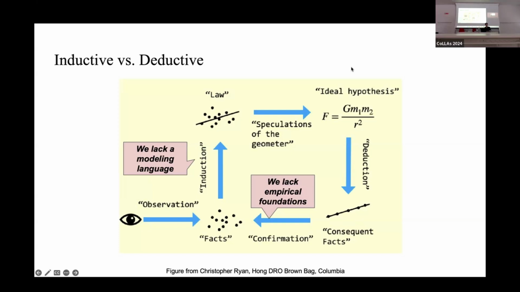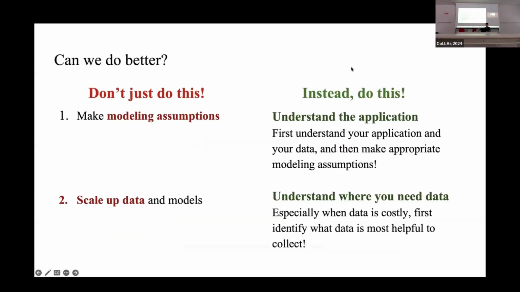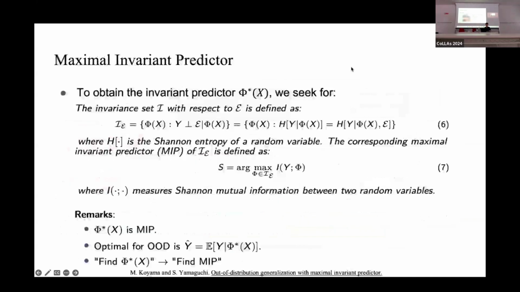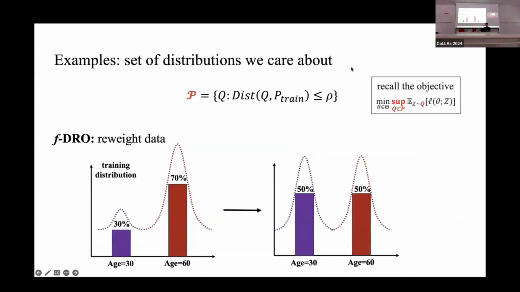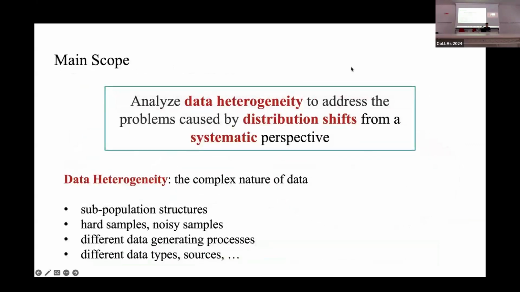Yeah, please. How do you measure the heterogeneous intensity of the data? Actually, here data heterogeneity is quite a vague definition, and it contains many parts. For example, it may refer to subpopulation structures, hard samples, noisy samples, and even different generating processes. In the literature, there is no explicit definition of this term, but in our third part, we provide several tools to understand some specific kinds of heterogeneity.